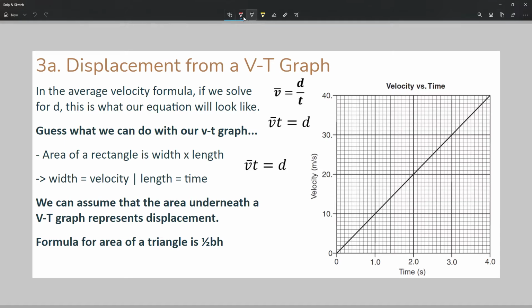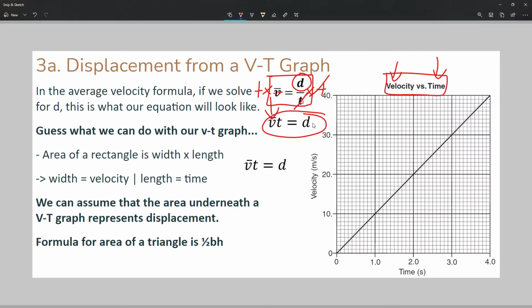So in our average velocity formula, we have v bar is equal to d over t. And guess what we can do in a velocity time graph? We have v, we have t, so we already have two of these variables. What do you think we can do? We can use those two variables and solve for d. If we solve for d, we multiply t on both sides, the t's cancel out, and we get vt is equal to d.